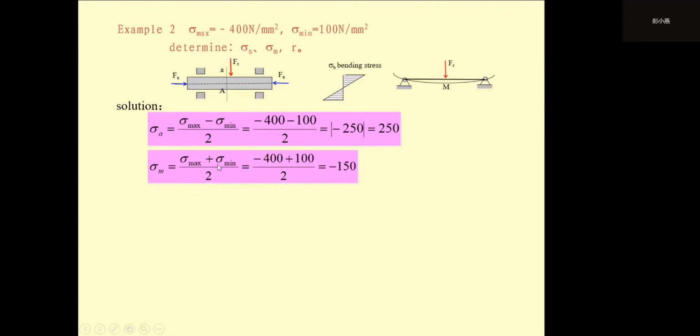The mean stress. Use this to calculate mean stress. The maximum stress plus minimum stress and over 2. And the mean stress is minus 150. Stress ratio is the minimum stress over the maximum stress. So it's minus 0.25.